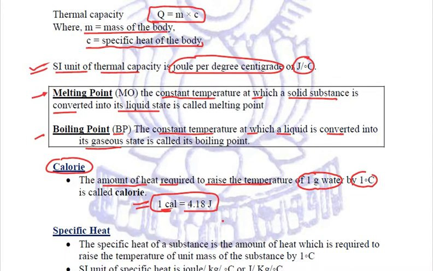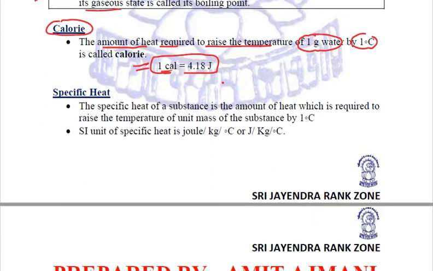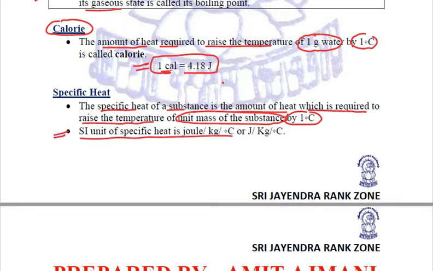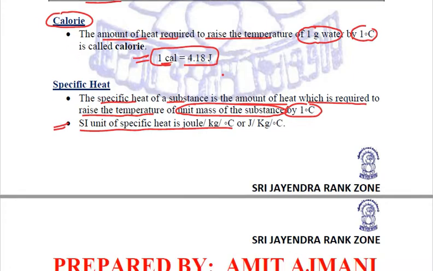Okay. The next is specific heat. Now what is specific heat? The specific heat of a substance is the amount of heat required to raise the temperature of unit mass of the substance by 1 degree Celsius, right? And the SI unit is joules per kg per degree Celsius. The SI units you need to remember.